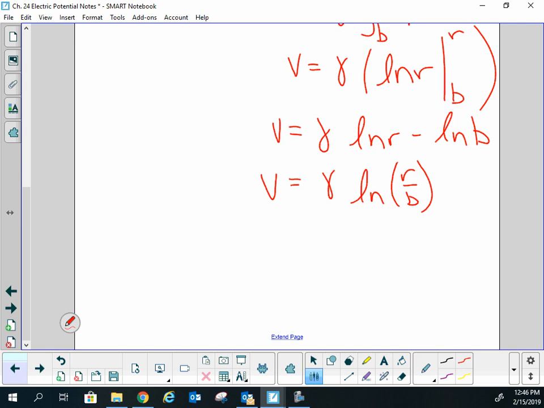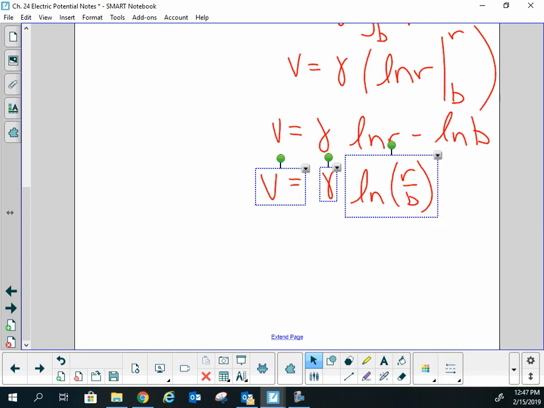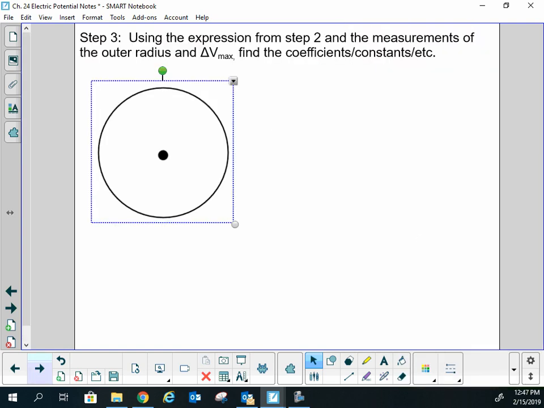Okay, so we are so close to being done, we can smell it, right? Our next step is going to be, I'm going to get that expression right there, and go to the next page, because what we want to do is figure out what that constant was.